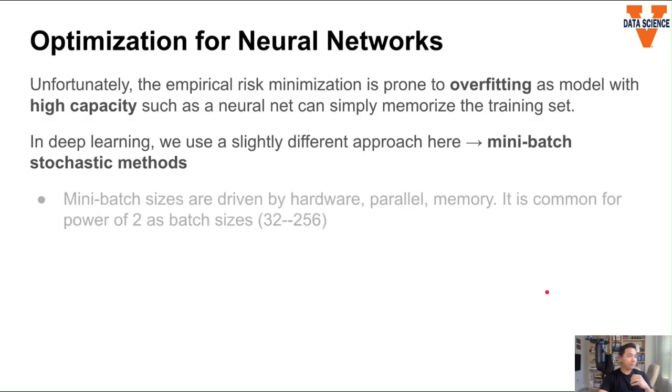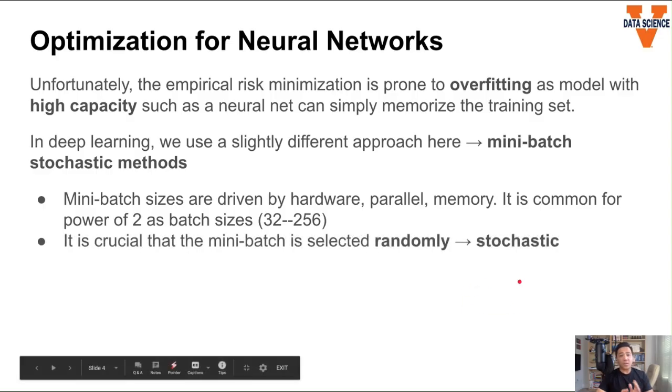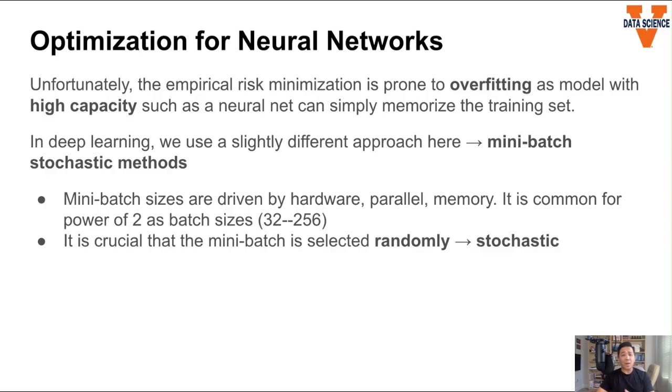So what does that mean? Mini-batch means that you take the data batch by batch. Instead of training on the entire dataset, you train on only a small subset of it. The size of the mini-batch is driven by hardware, parallelization, or available memory. But it's common to select a power of 2 as your batch size, like 32, 256, or sometimes even 1024. And it is crucial that the mini-batches are selected randomly in order to work. That's why this method is stochastic.